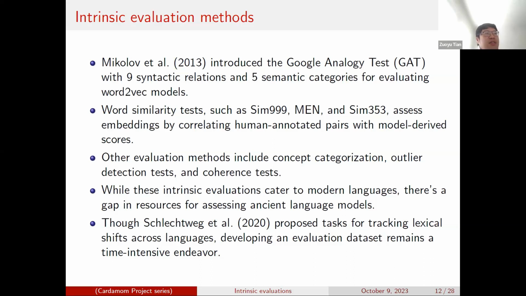And besides this, we also see a lot of different methods. The first one is the word similarity test. It targets the semantic perspective of models, and they assess the embeddings by correlating human annotated pairs with model-derived scores. Other evaluation methods targeting the semantic perspective include concept categorization, outlier detection, and coherence tests.